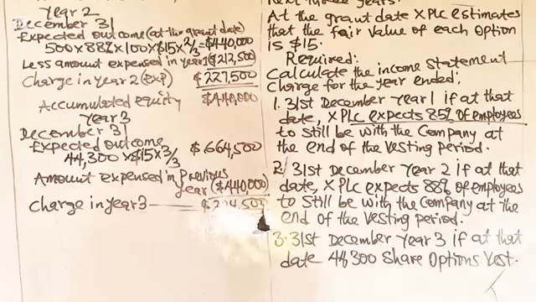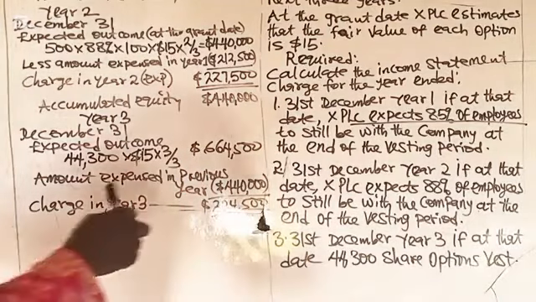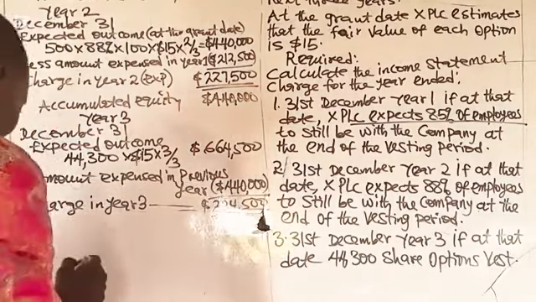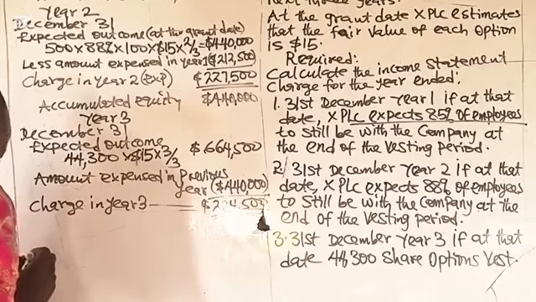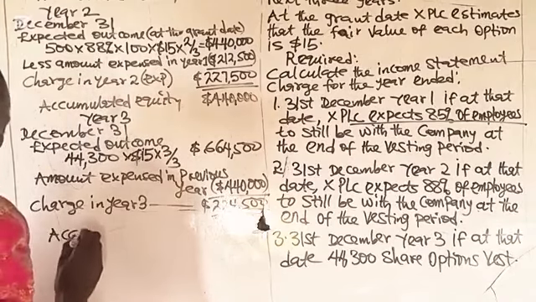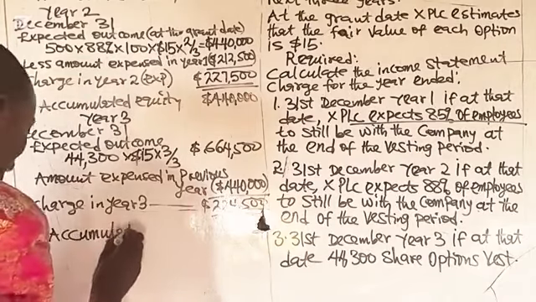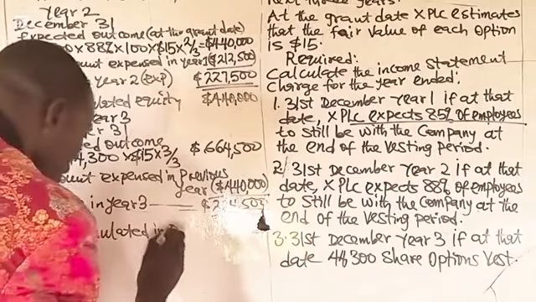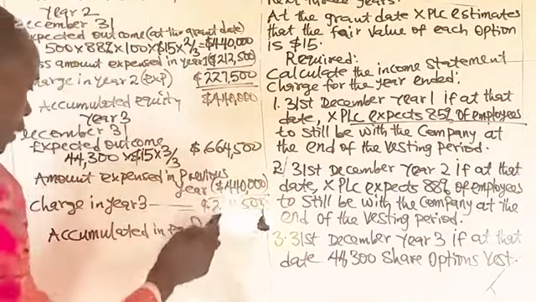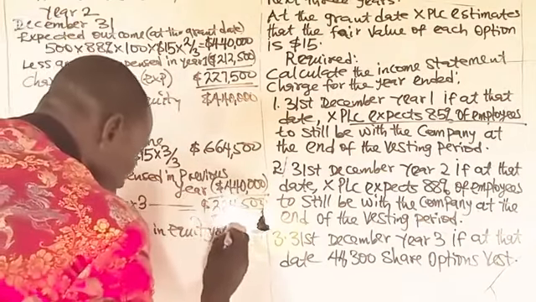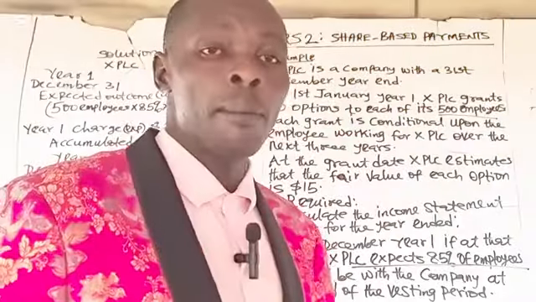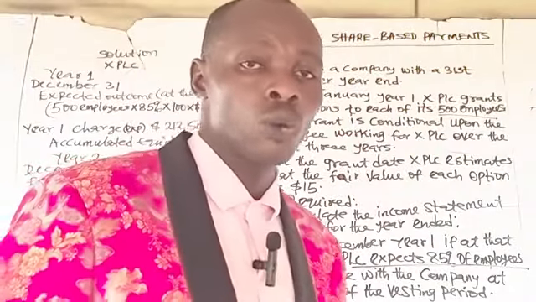And I've told you that the accumulated amount will appear as an equity. We now have accumulated equity. The accumulated amount is $664,500. This marked the end of the solution to the question.